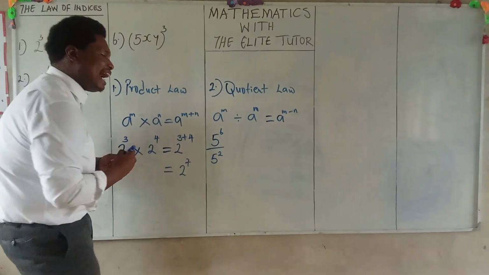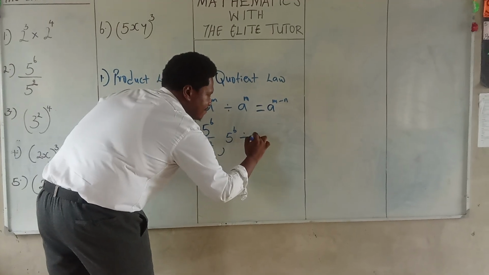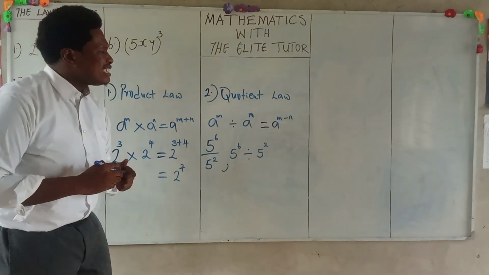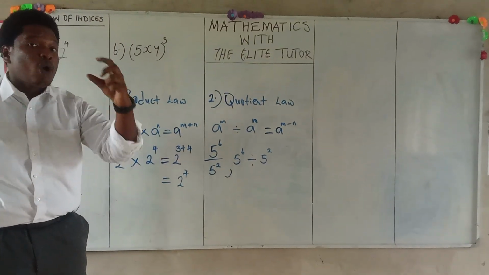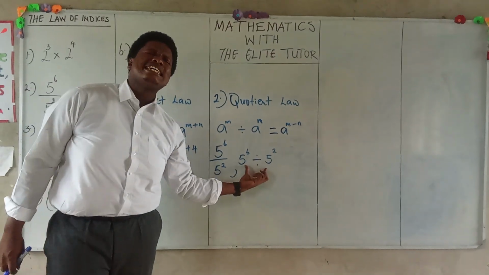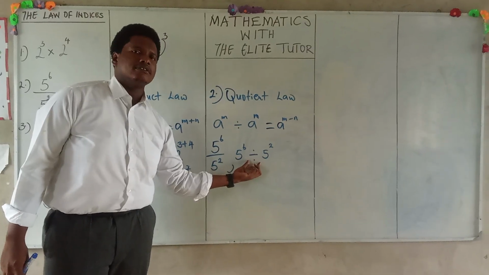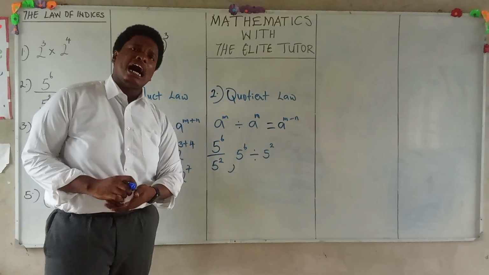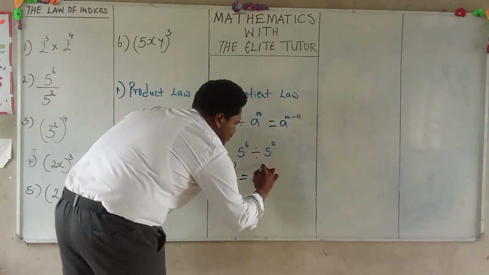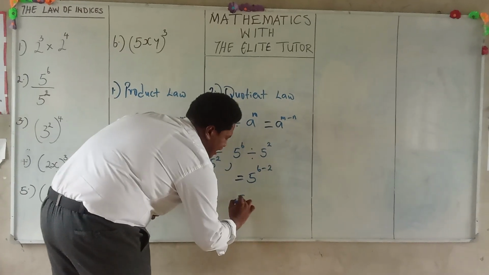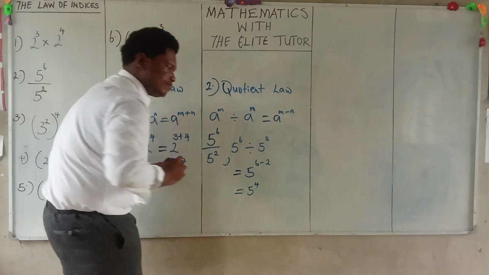This can be rewritten as 5 raised to power 6 divided by 5 raised to power 2. Because now we can go ahead to apply the quotient law, which is known as the law of division. Why? Because their bases are the same, criteria 1, and then they are dividing. There's a division sign. Then we can go ahead to subtract their powers. So our final answer will be 5 raised to power 6 minus 2, and then we are going to have 5 raised to power 4.